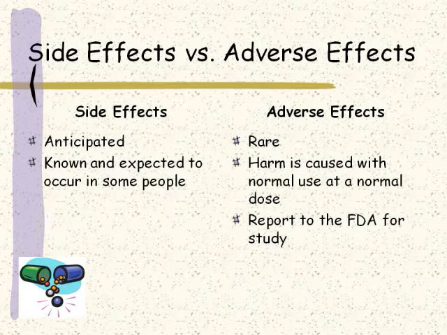The adverse effects are rare. Harm is caused with normal use of the drug at the normal dose. And these adverse effects should be reported to the FDA so the FDA can study it further and see, is this really a dangerous drug? Do we need to take it off the market? Or do the benefits outweigh the risks? Or who is it that's really at risk of getting this adverse effect?